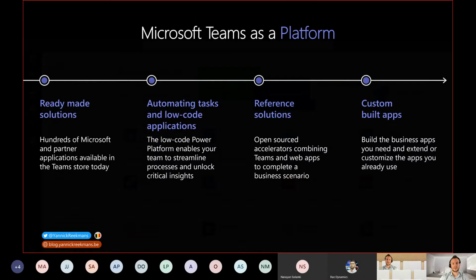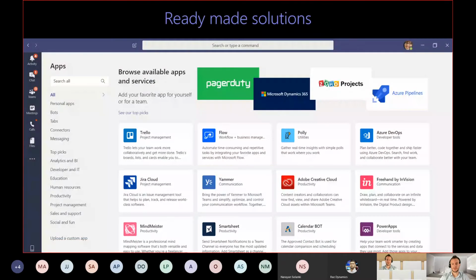So looking at the first category, the ready-made solutions. Ready-made solutions are basically the applications that are currently already available in the Microsoft Teams store today. So there are hundreds of Microsoft and partner-made applications that are delivered through the Microsoft Teams store. You just go into the store, you select an application, and with minimal effort have new functionality added to a team or group chat or even in your personal scope.